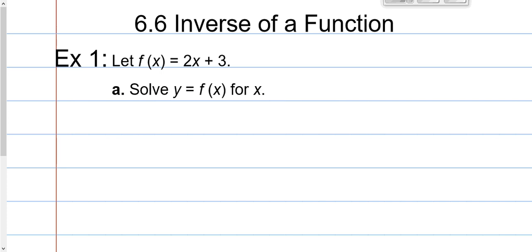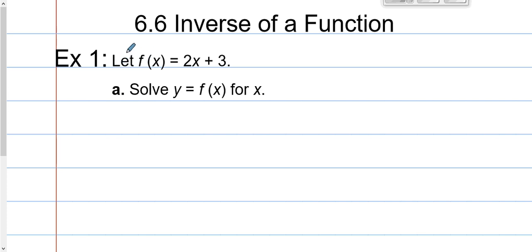6.6, inverse of a function. So we are going to be solving to find the inverse function of each function given. And what that means is we are basically going to be switching the x and y values. So first, let's just start with example 1.